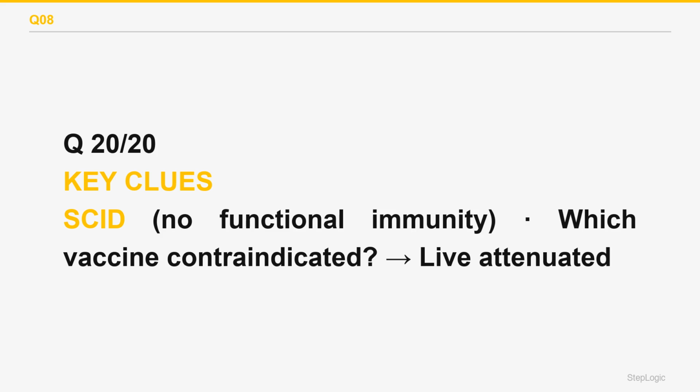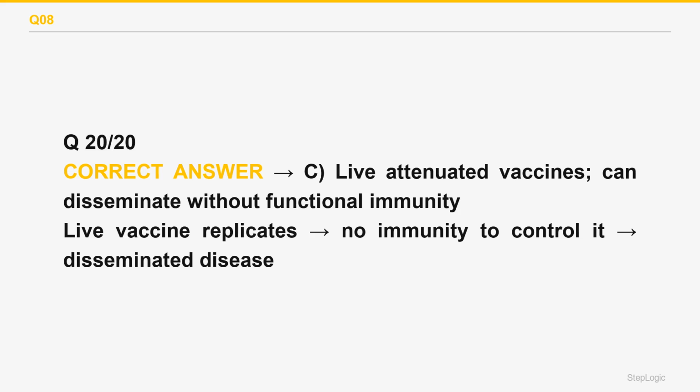Examples include MMR, varicella, oral polio, BCG, and the live attenuated influenza nasal spray. The correct answer is C. Inactivated, toxoid, and subunit vaccines are safe in immunodeficiency because they contain no living organism and cannot replicate, though they may be less effective if the immune response is impaired. Live attenuated vaccines are also generally avoided in pregnancy and in patients on significant immunosuppression. No functional immunity plus a replicating vaccine organism is the danger.